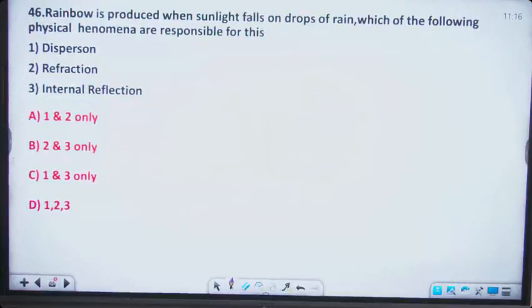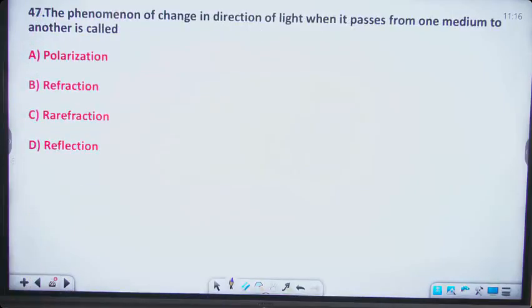A rainbow is produced when sunlight falls on drops of rain, and which of the following factors are responsible for this? Dispersion, total internal reflection, as well as refraction. Option D. Well, suppose that it is not there, then 1 and 2 are correct in this particular case. Then the phenomena of change in direction of light when light passes from one medium to other medium: refraction phenomena.